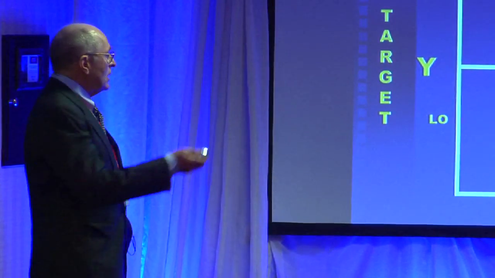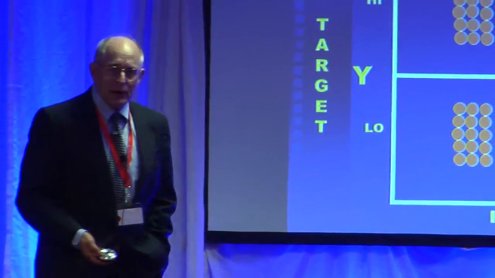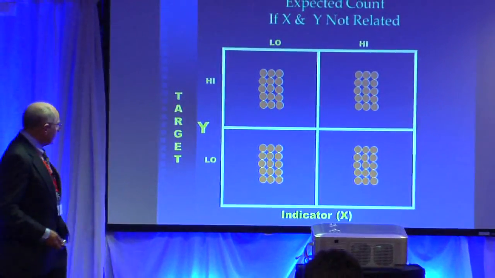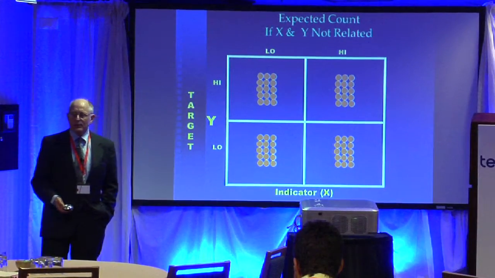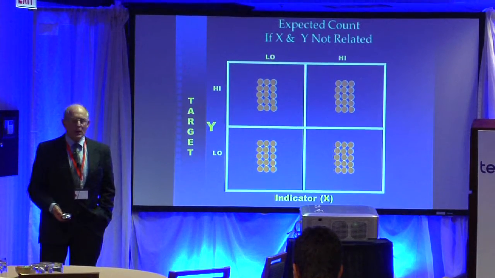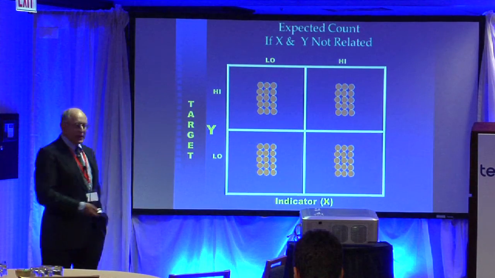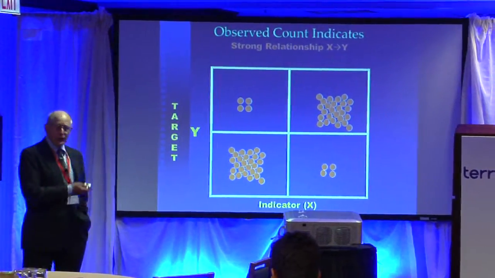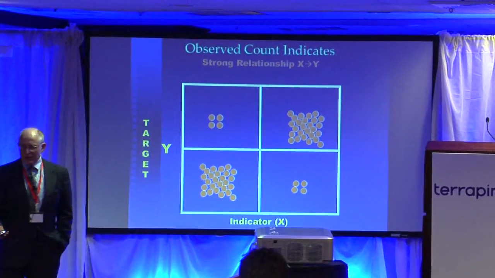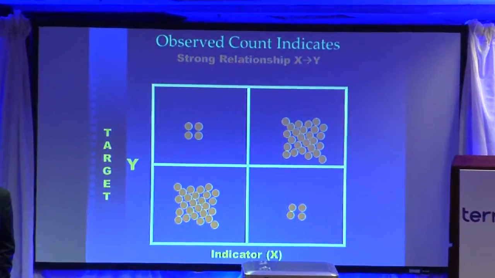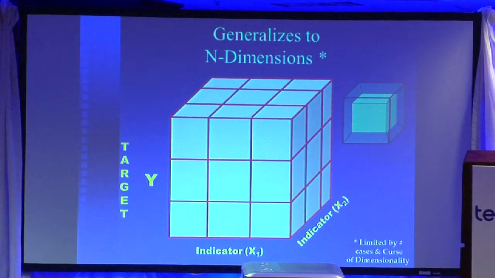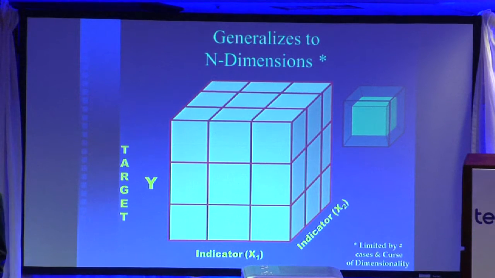This is the intuition. Let's suppose that our marginal probability product rule gives us an expected cell count like this. Indicator on the horizontal axis, targets on the vertical axis, so you've got a standard 2x2 cell structure. Suppose that that is the expected count if indicator and target are not related. If we get a count something like this, there's a big deviation from that expectation. The chi-square goes up, and we can start to see whether we have a significant relationship or not. The nice thing about this method is it generalizes nicely to multiple dimensions.